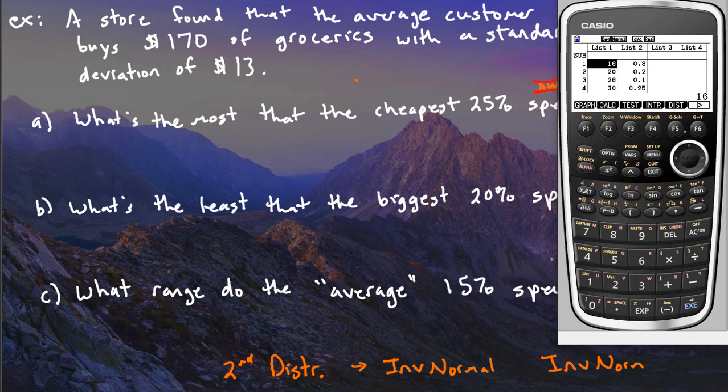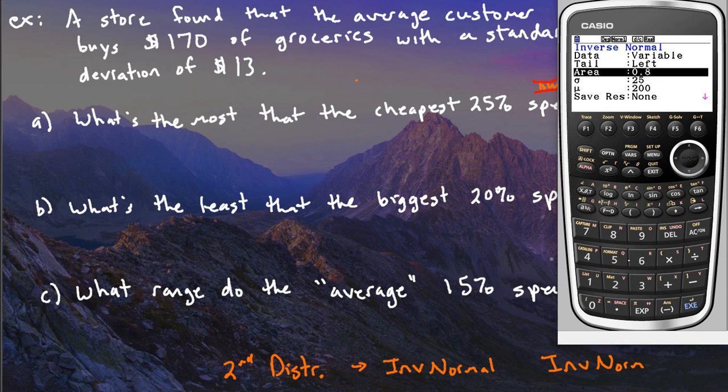So I went to my statistics menu, going to distribution, going to normal. And then I want this one, inverse norm, INVN. The data type needs to be variable if your calculator gives you that option. Your tail in this case is going to be left, and the area under the curve is that 25%, but I'm going to put it in as a decimal, 0.25. I need to tell it my standard deviation, which is $13, and my mean is 170. And at that point, I'm just going to press enter, and it gives me 161.